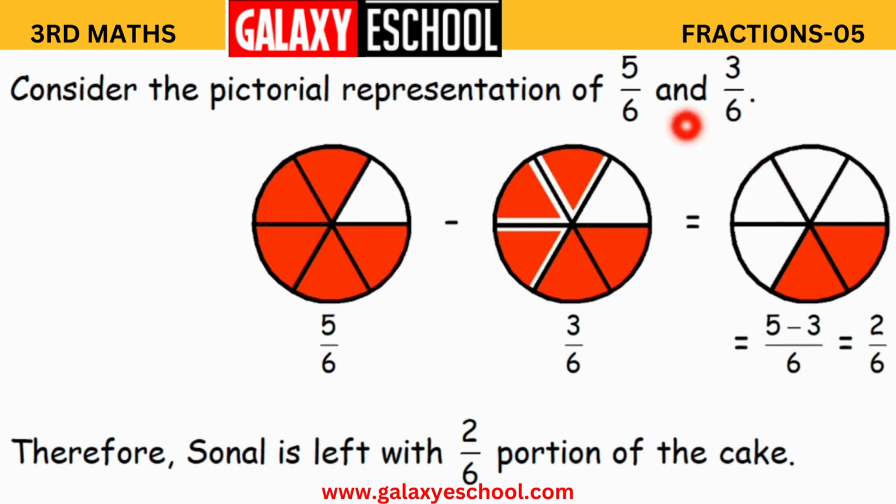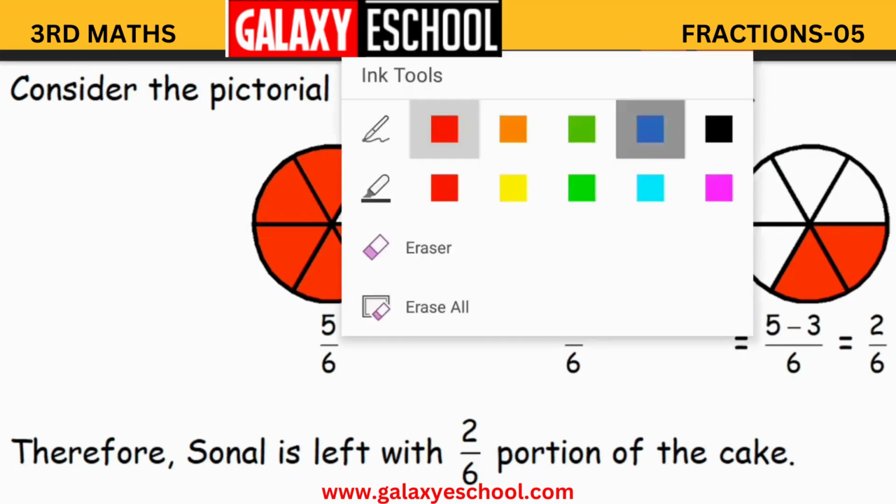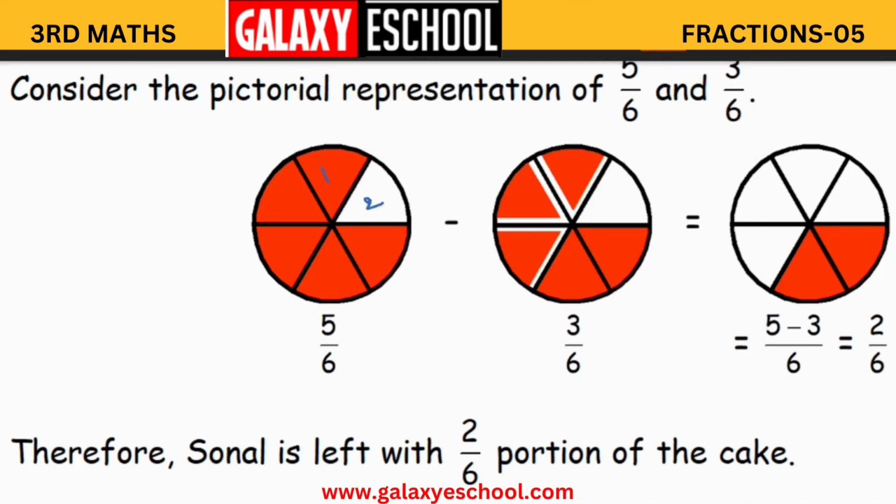Now consider the representation of 5 by 6 and 3 by 6, children. See, this is 5 by 6 here. Look at the number of portions. We have 6 portions, of which 5 are with Sonal. Now of this 5 she gave away 3 to her younger brother. Yes or no? Now if you remove these 3, what are we left with? We are left with only 2 portions.